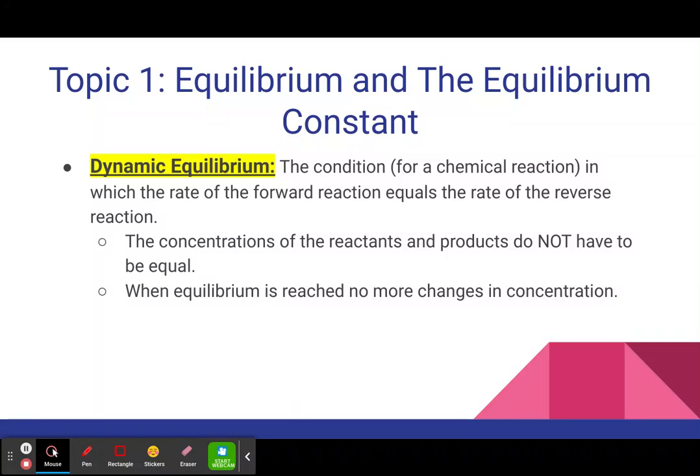So today, guys, we're going to begin Unit 7, which is on equilibrium. Our topics today: what equilibrium is, and then we're going to talk about the equilibrium constant.